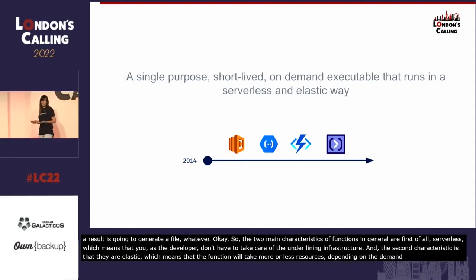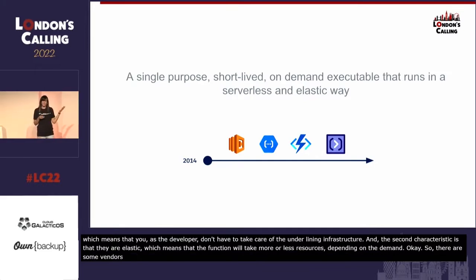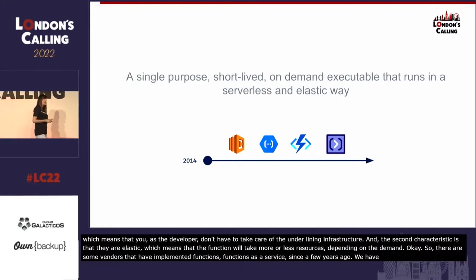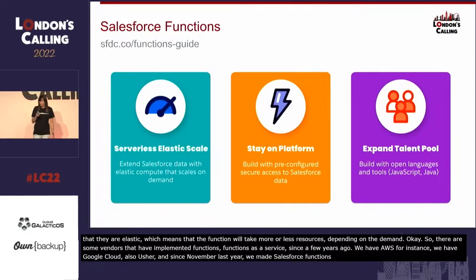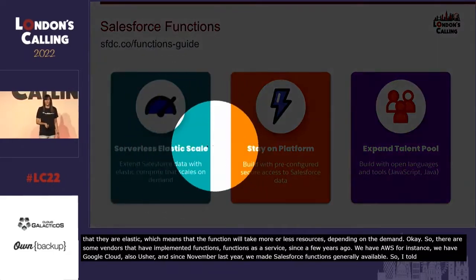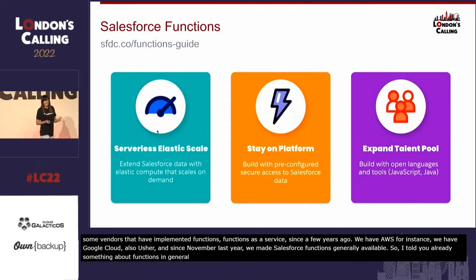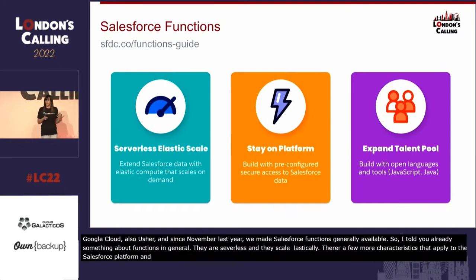There are some vendors that implemented functions as a service a few years ago. We have AWS Lambda, for instance. We have Google Cloud Platform Functions, also Azure. And since November last year, we made Salesforce Functions generally available. So I told you already something about functions in general. They are serverless and they scale elastically. But there are a few more characteristics that apply to the Salesforce platform and that may make Salesforce Functions a great choice for your use cases.